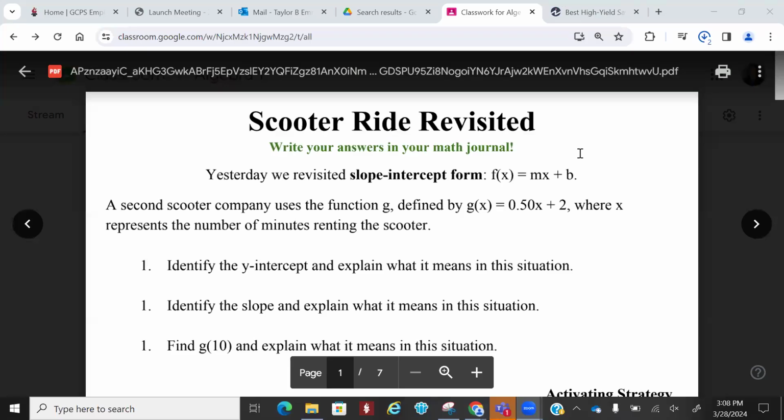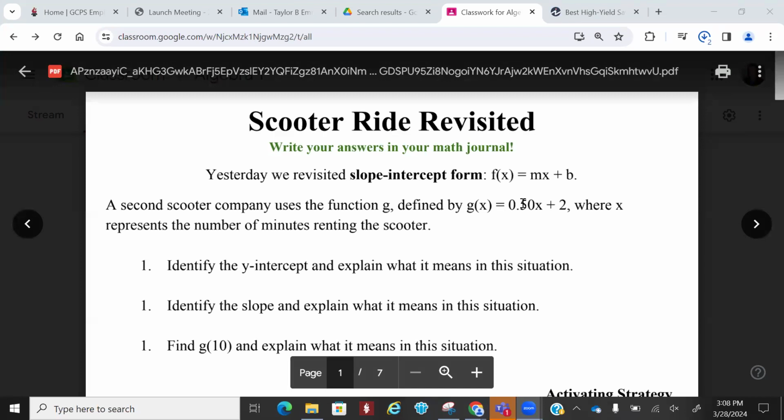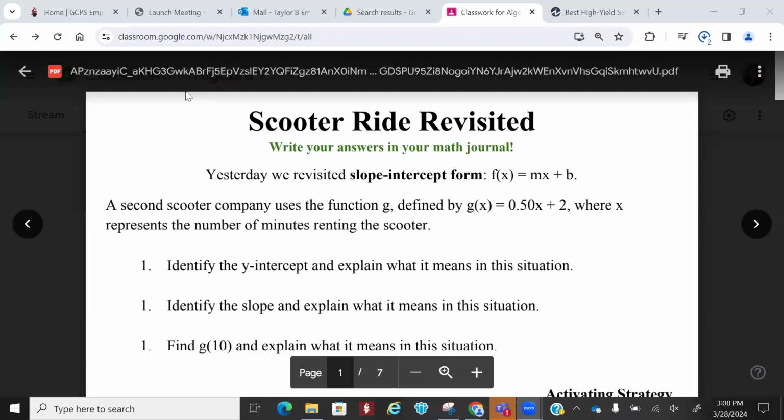So we're talking about slope-intercept form, which is exactly what we just did, right? Right, exactly. So a second scooter company uses this function. It's a different function where x represents the number of minutes. So identify the y-intercept and tell me what it means, and then identify the slope and tell me what it means. Okay. So what's the y-intercept in this situation? Is it 0.50? Nope, that 0.50 is being multiplied by that x. That's how we know that that's the slope, right?